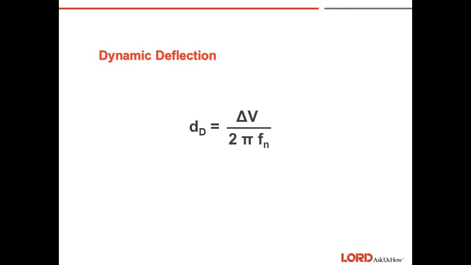Dynamic deflection. The dynamic deflection of the isolator under shock is the result of a transient phenomenon and is therefore a single amplitude quantity. This should not be confused with dynamic displacement resulting from sine vibration, which is given in double amplitude. Dynamic deflection can be calculated by taking the change in velocity divided by 2 times pi times the natural frequency.